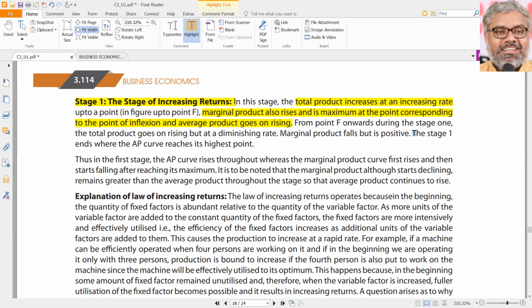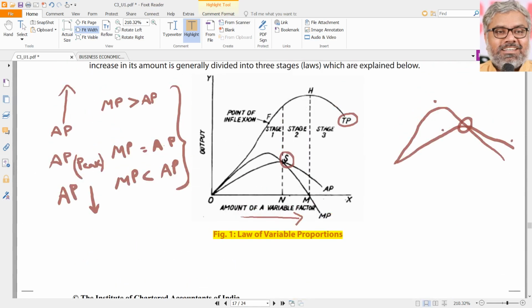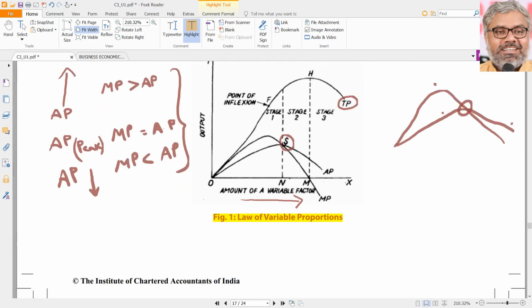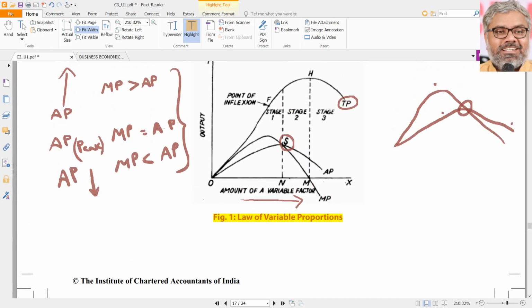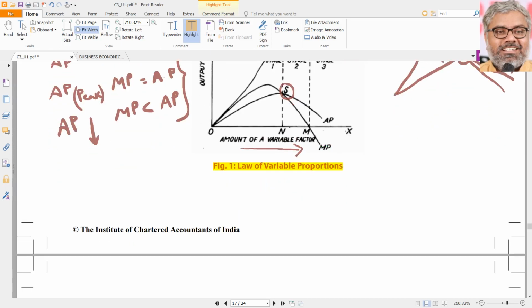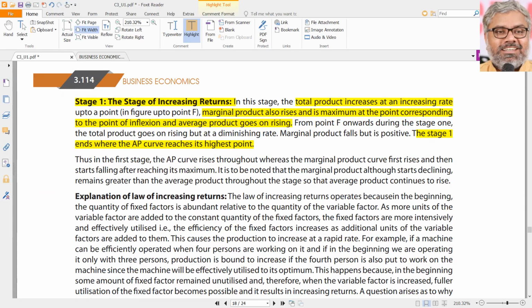And stage 1 ends when the average product curve reaches its highest point. In our graph it is S. That is where stage 1 ends. Average product reached its highest point S. Or we can even say where the marginal product is equal to average product. At that point, stage 1 ends. That is what stage 1 is about.